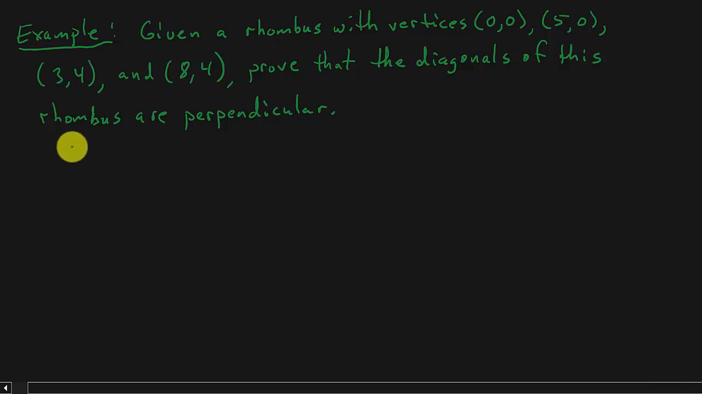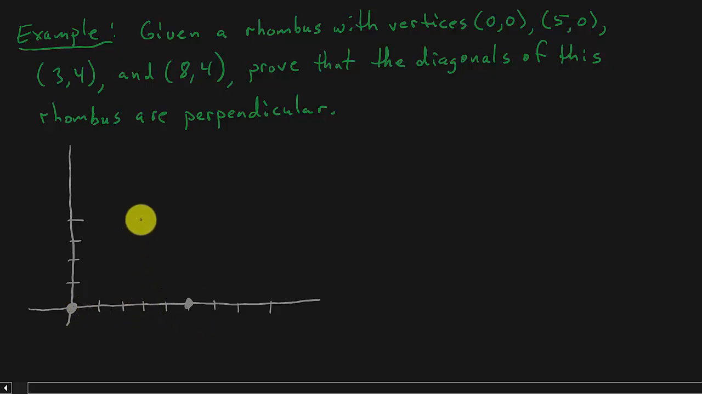So I've got 1, 2, 3, 4, 5, 6, 7, 8, and 1, 2, 3, 4. So let's plot the points (0, 0). And then I've got (5, 0): 1, 2, 3, 4, 5, 0. And then I've got (3, 4): 1, 2, 3, and then that goes up here to 4. And then I've got (8, 4), so that'd be right there. And here's my rhombus.